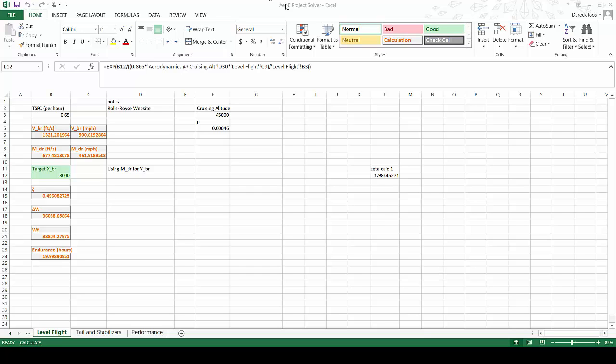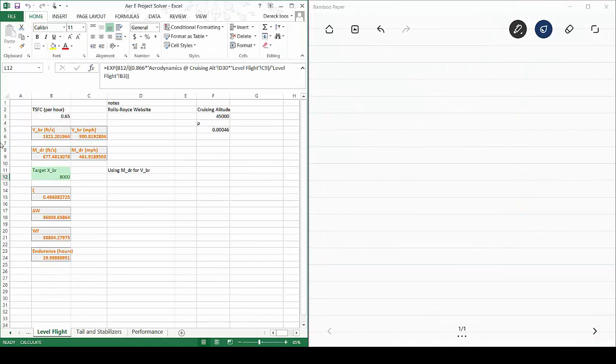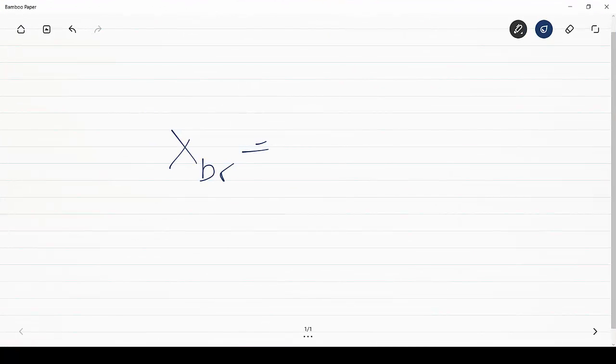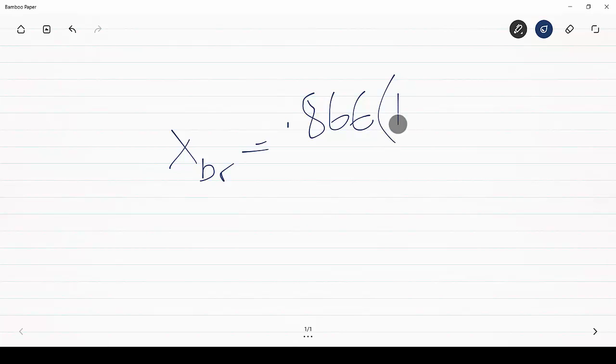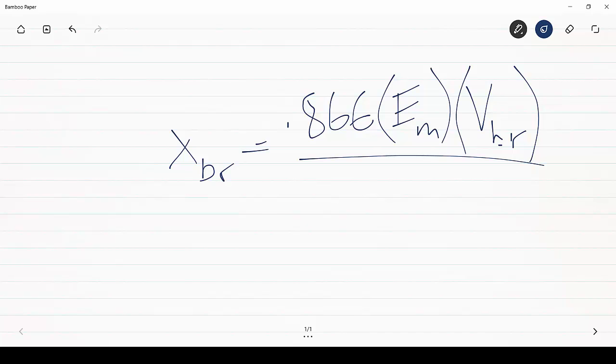We can start with the equation XBR equals 0.866 times EM times VBR divided by C multiplied times the natural log of 1 divided by 1 minus zeta. Written out, that looks like XBR is equal to 0.866 times EM times VBR, or in my case MDR, divided by C, and then multiplied by the natural log of 1 over 1 minus zeta.